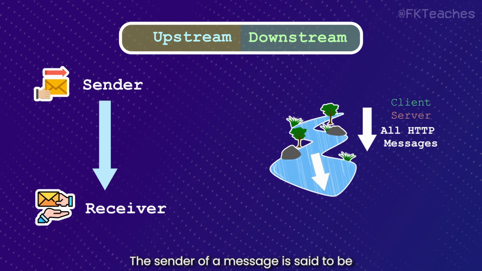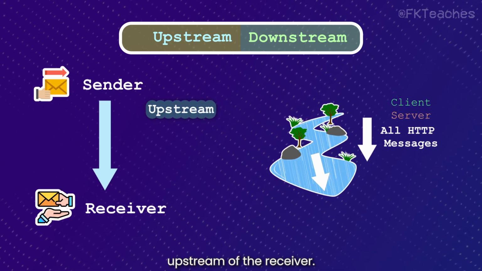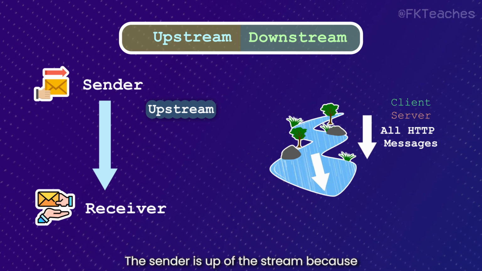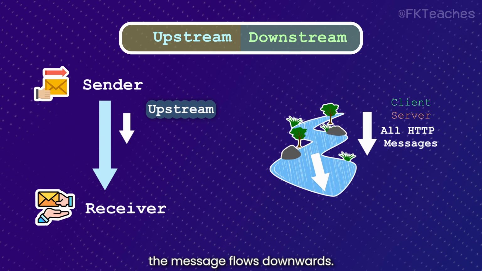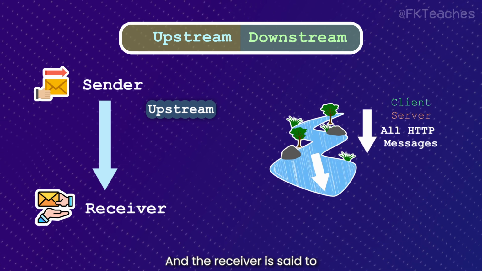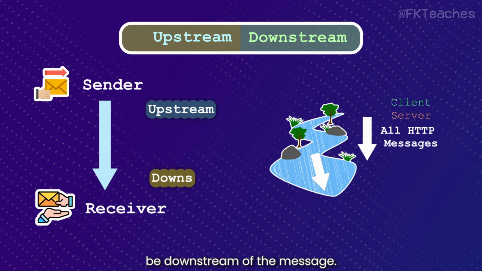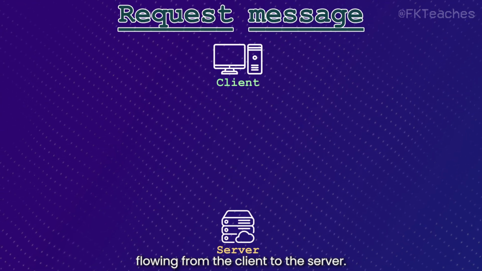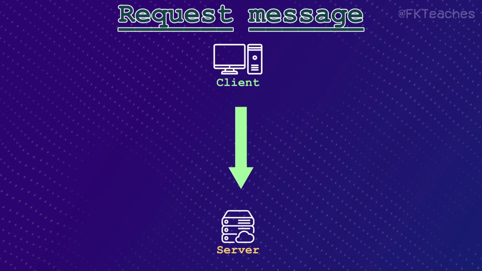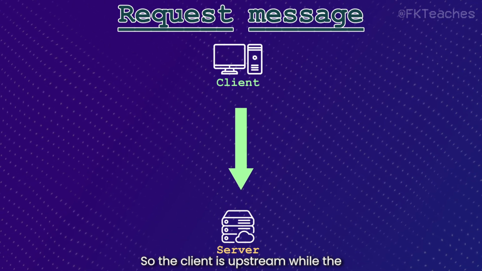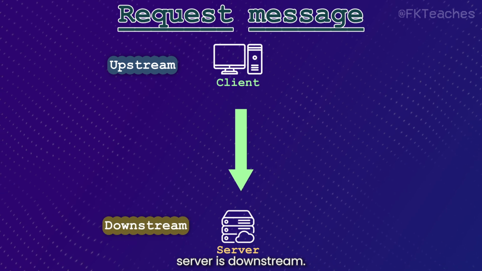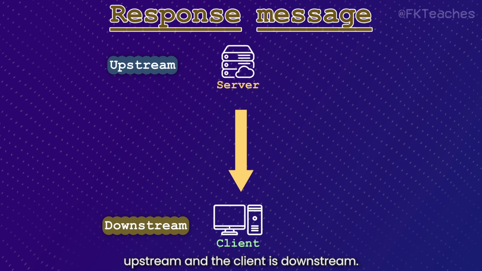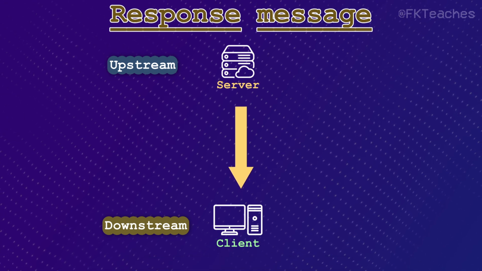The sender of a message is said to be upstream of the receiver. You get it? The sender is up the stream because the message flows downwards. And the receiver is said to be downstream of the message. In a request message, the message is flowing from the client to the server. So, the client is upstream while the server is downstream. In a response, however, the server is upstream and the client is downstream.